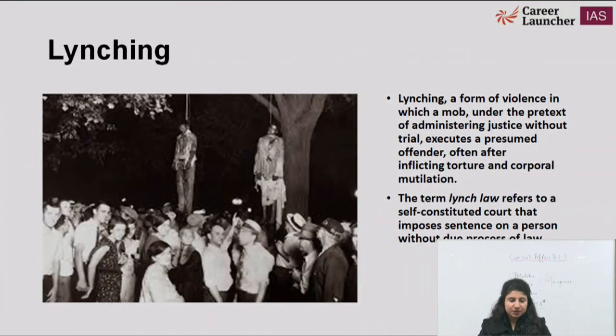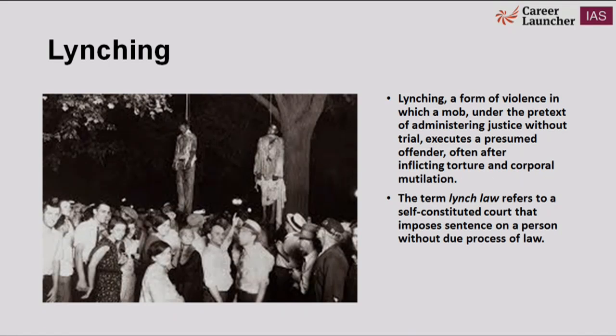So let's try to understand the different types of mob violence. The first one, which is there in the news, is known as lynching. Lynching is a form of violence in which a mob, a group of people in large numbers, under the pretext of administering justice, proclaim that there is injustice prevailing in society, and they try to take law and order into their hands, right? Without trial, they execute a presumed offender.